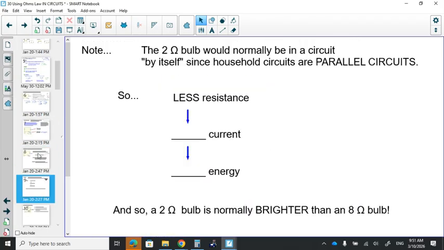The next part here. Oh yeah, this is the note about how a 2 ohm bulb would normally have less resistance, and therefore allow more current to flow, and therefore use more energy, and therefore be, of course, the brighter one, right? I already mentioned that verbally on the other slide there.